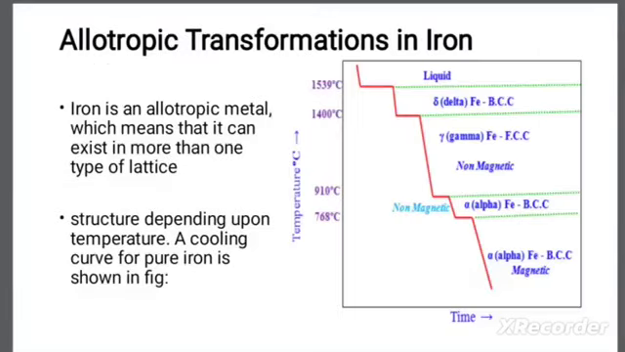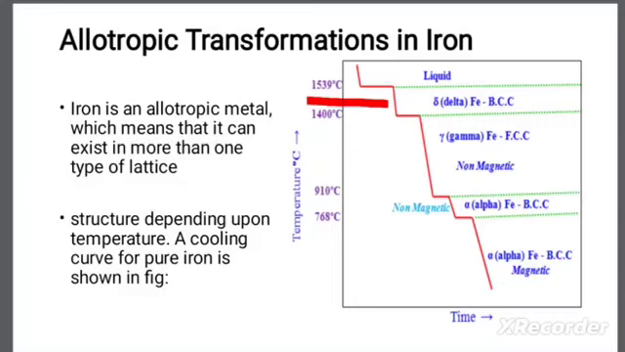Next we will move on to the cooling curve of pure iron, or simply called the allotropic transformation in iron. So we know that iron is a solid state compound. It will be in a liquid state at a temperature of 1539 degrees Celsius. So at 1539 degrees Celsius or above, it will be in liquid state.